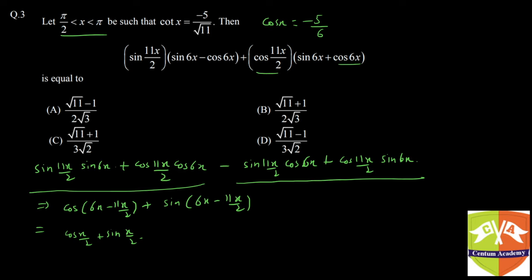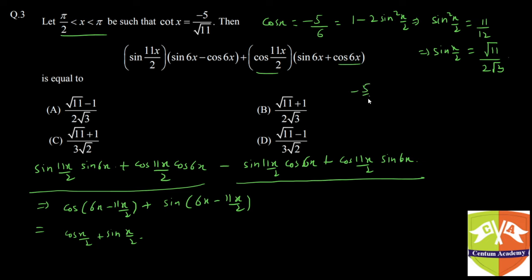And if cos x is minus 5 by 6, how can we find cos of x by 2 and sin x by 2? First of all, I can write cos x as 1 minus 2 sine square x by 2. So my sine square x by 2 will be 1 plus 5 by 6, that is 11 by 12. So my sine of x by 2 will ideally be plus or minus root of 11 by 12, but because x lies between pi by 2 and pi, my x by 2 will be less than pi by 2, meaning it lies in the first quadrant. So it will only be positive. So let me take root of 11 by 2 root 3.